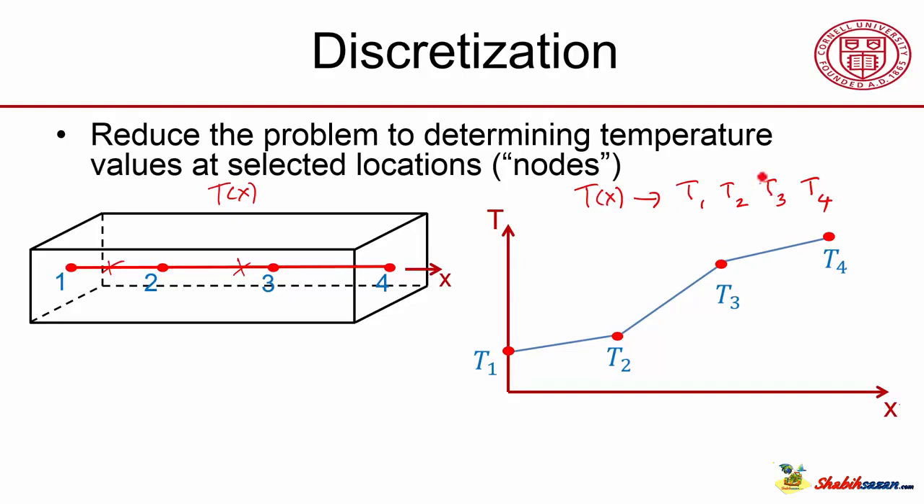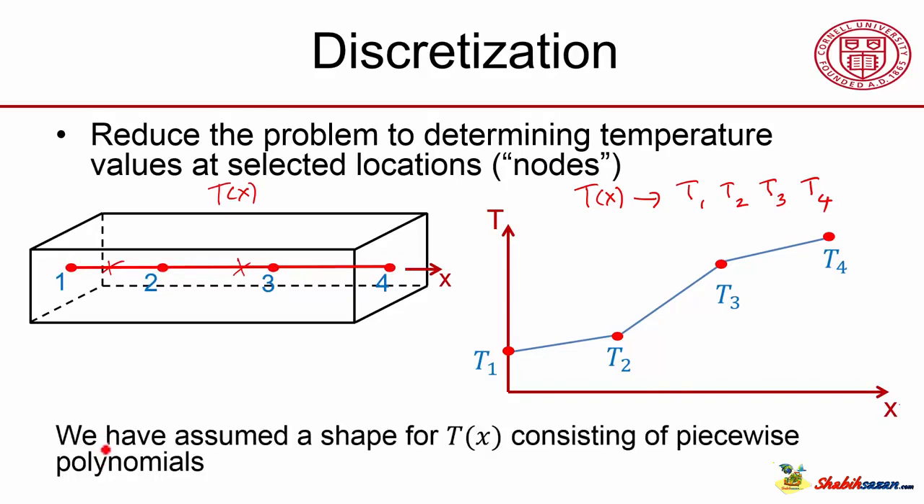And in terms of terminology, these are called nodes. That's what I have here. And these are called elements. So I've divided my domain into 3 elements. And I have 4 nodes.